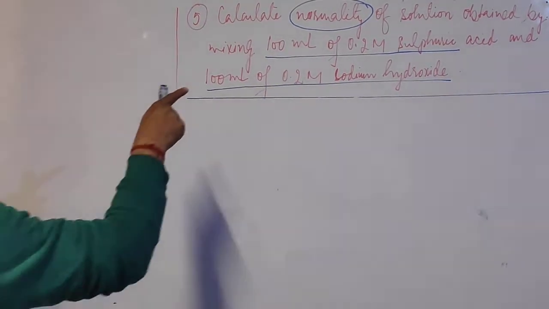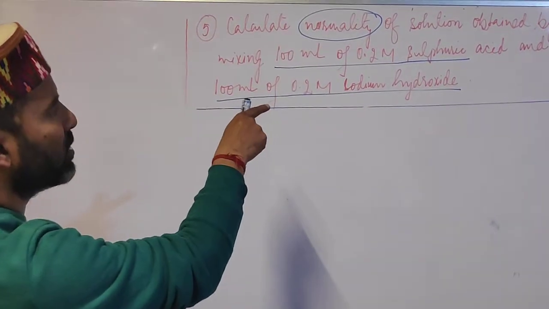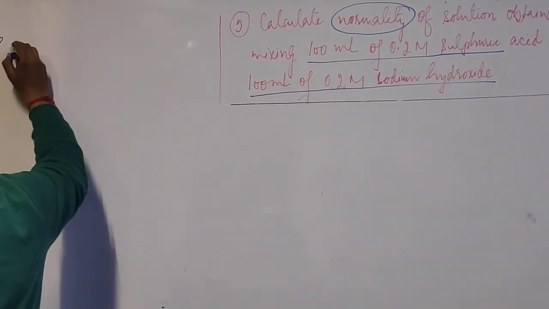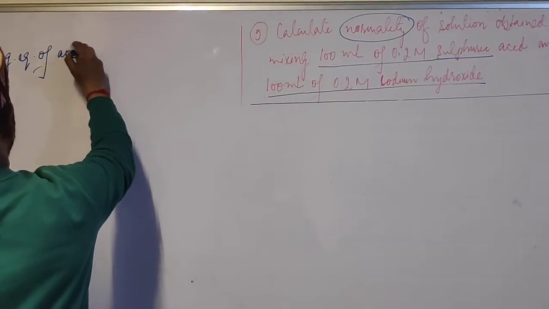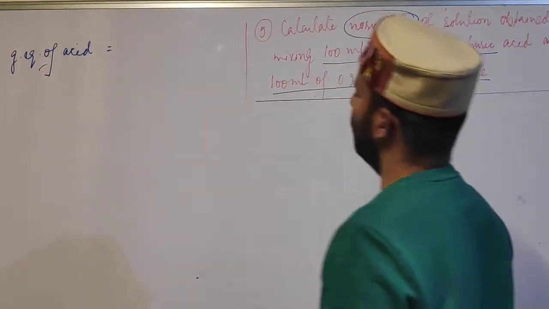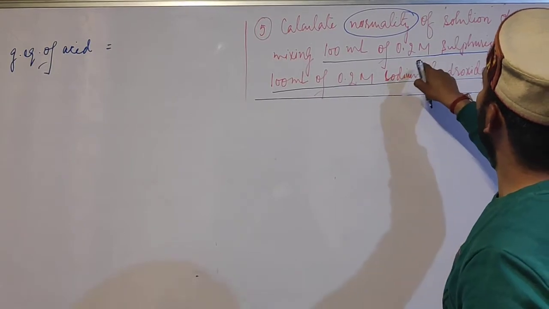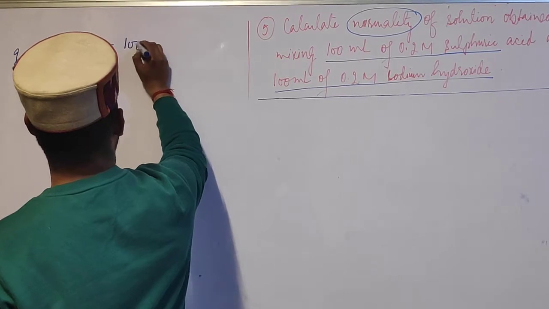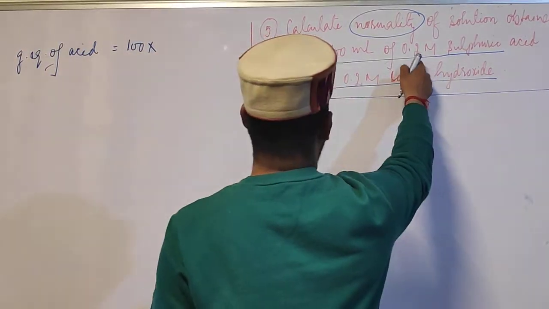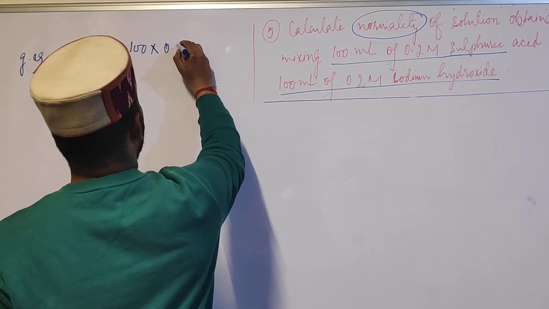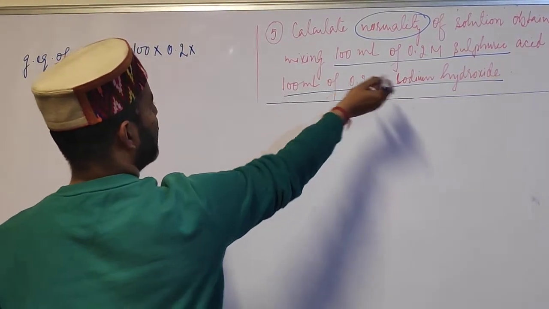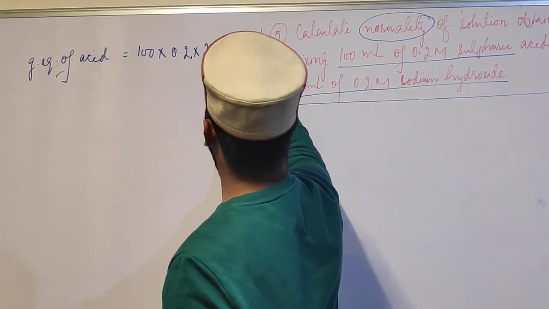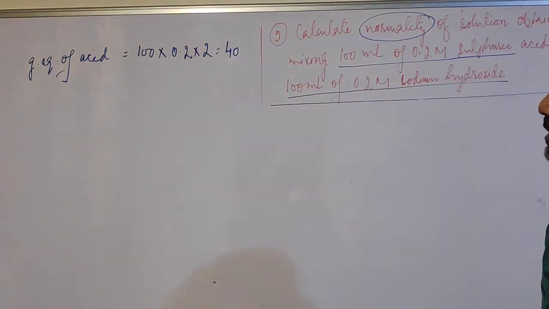So first students, we find what gram equivalents of sulfuric acid, that is acid. So it will be normality of acid and what volume. So volume we have 100; molarity is given, so what will normality be? Molarity into N factor of sulfuric acid, which is 2. So this is 40. So we have 40 gram equivalents of acid.